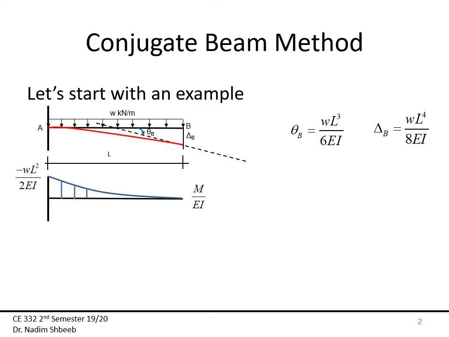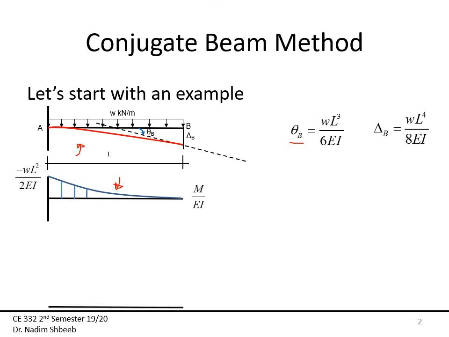We remember this beam. We used that using the moment area method. We found theta B to be equal to WL cubed over 6EI, and we found the deflection equal to WL to the fourth divided by 8EI. Now, if I take this beam right here, this cantilever, and I'm just drawing the bending moment diagram for that. Okay, so here I have the M over EI diagram.